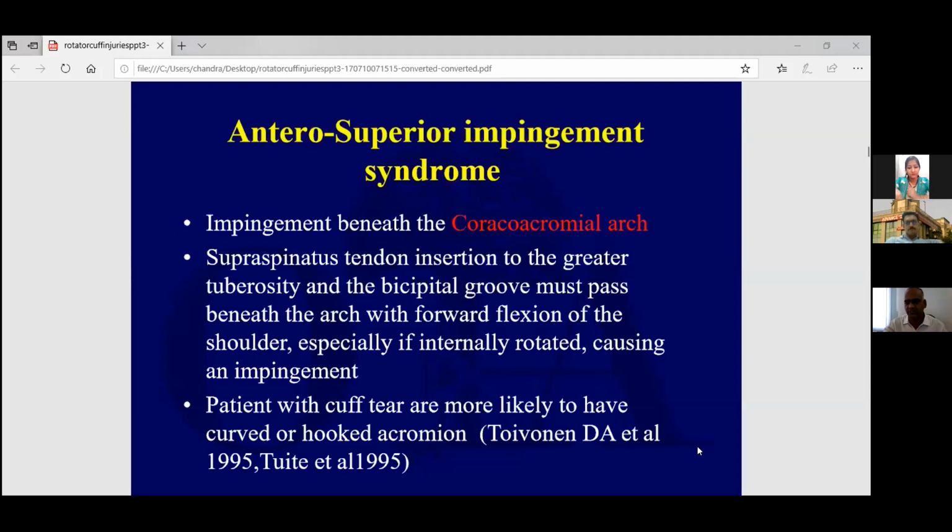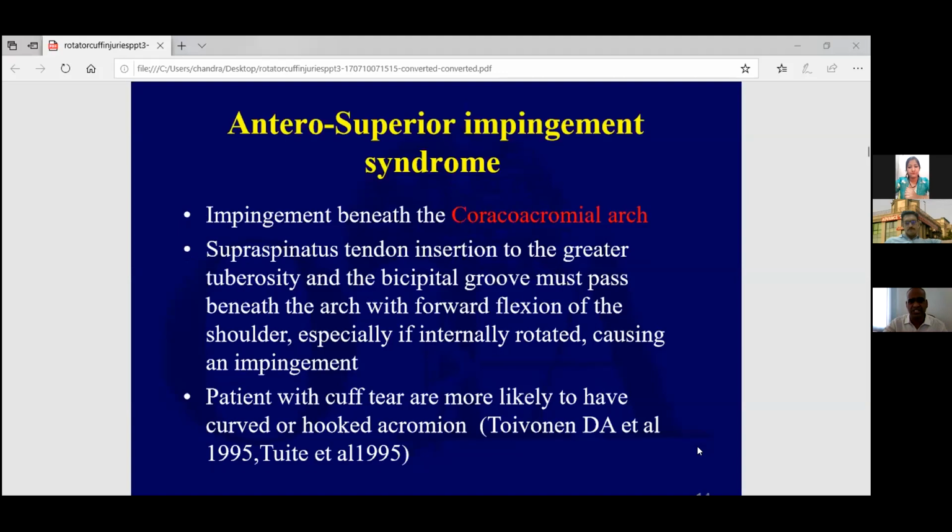So there are many reasons: sometimes due to a collection of fluid, sometimes due to overuse of some structure, sometimes because of stress, sometimes because of shearing force. So many causes are there. So it's the one type of impingement.